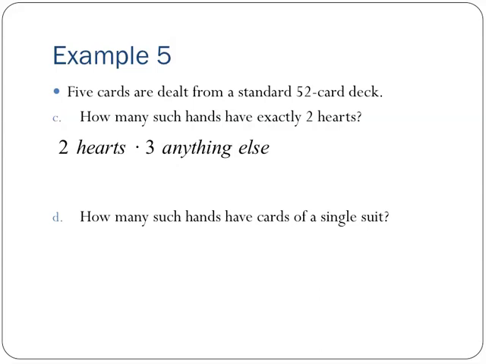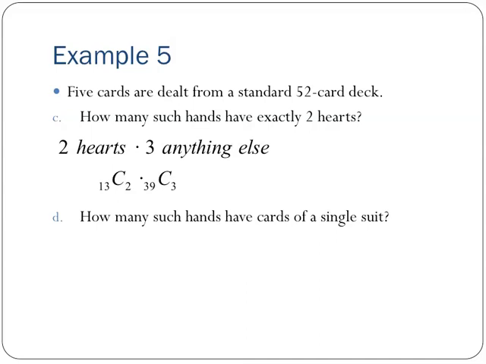Alright, so how many hearts do we have in a standard 52 card deck? Well, we have 13 of each suit. In this case, we have 13 hearts to choose from, and we only want to choose 2. So that would be 13 choose 2. Now we need 3 of anything else. How many cards are not hearts? That would be 39. So there are 39 cards that are not hearts, and we want to choose 3 of those. So this is 39 choose 3.